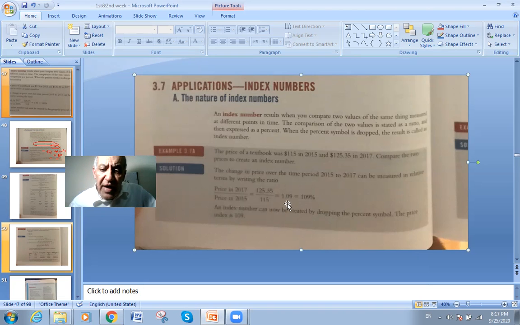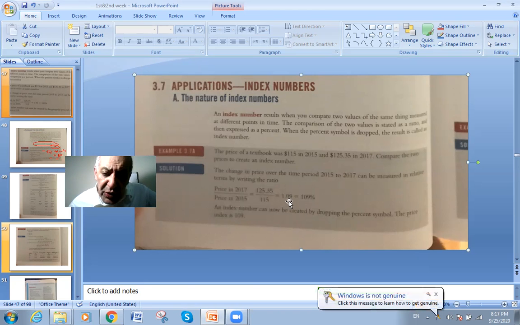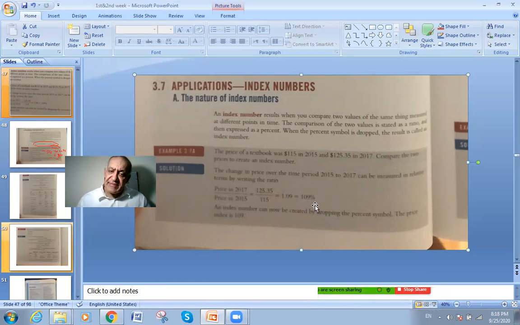Just remove the decimal point and put percent. Again, 1.09: there are two numbers after the decimal point, so move the decimal point, put the percent sign, and that's it.